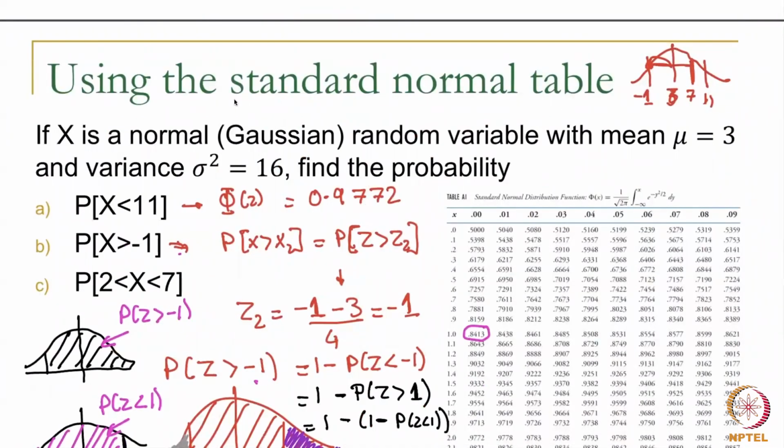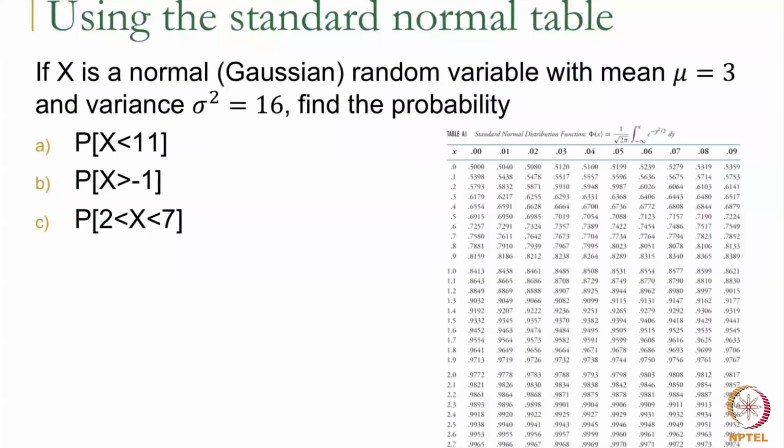So finally, we have the third part, which is the probability that X lies between 2 and 7. So let's calculate that now. We'll use the same trick as before. We'll say the probability that X lies between X1 and X2 is the same as the probability that Z lies between Z1 and Z2. Z1 is 2 minus 3 divided by 4. And Z2 is 7 minus 3 divided by 4.